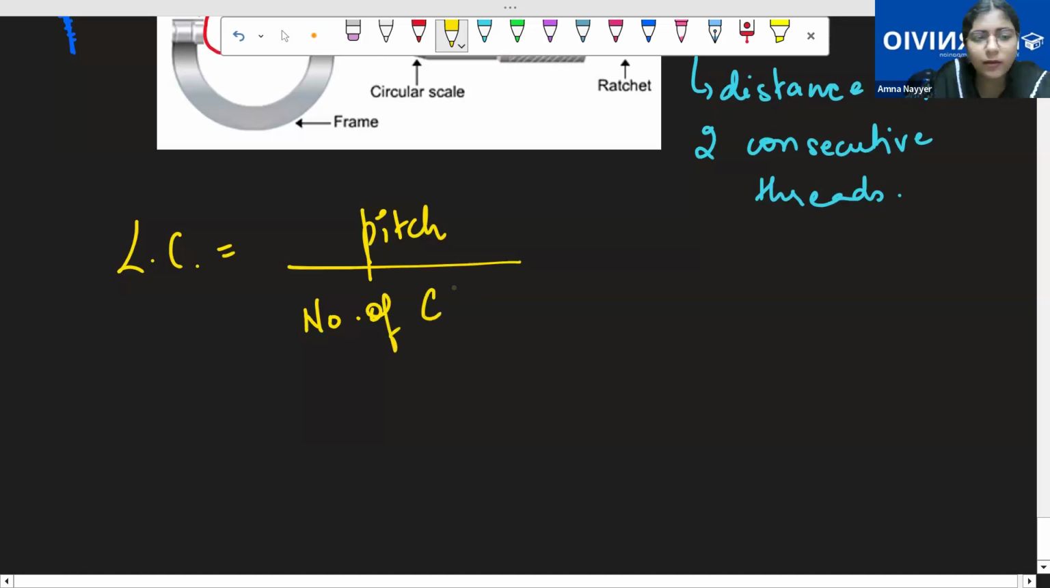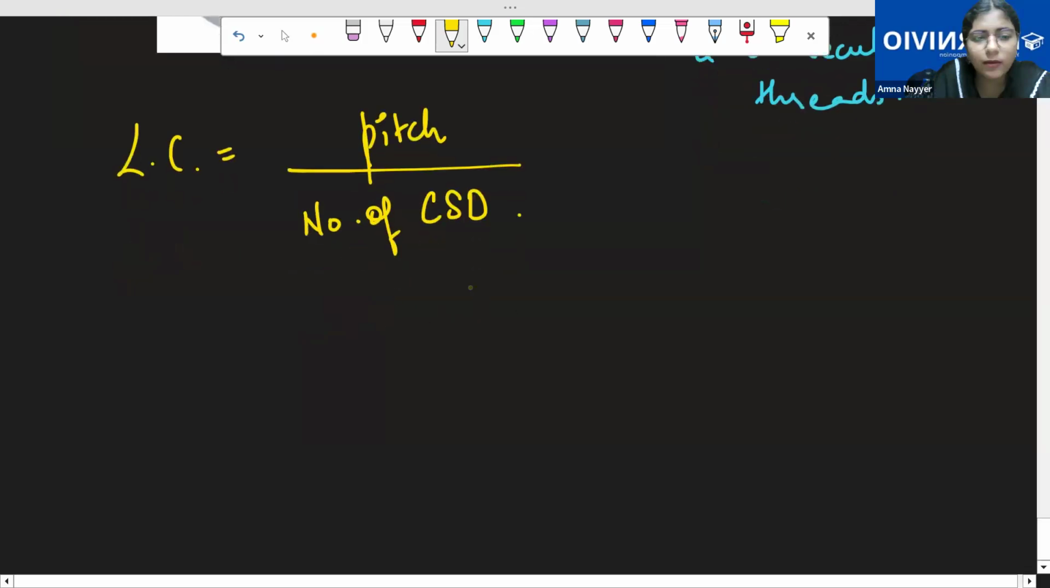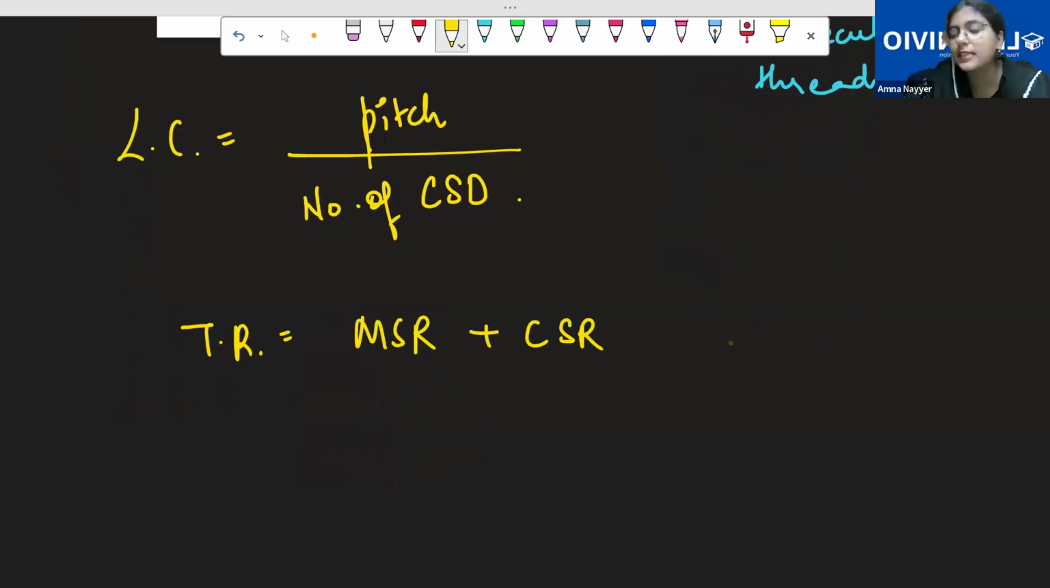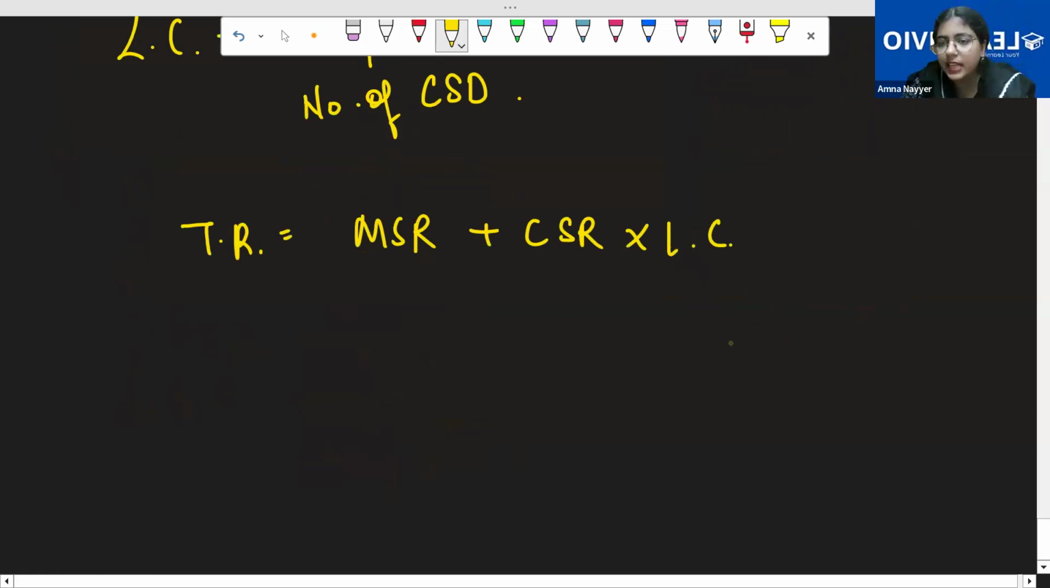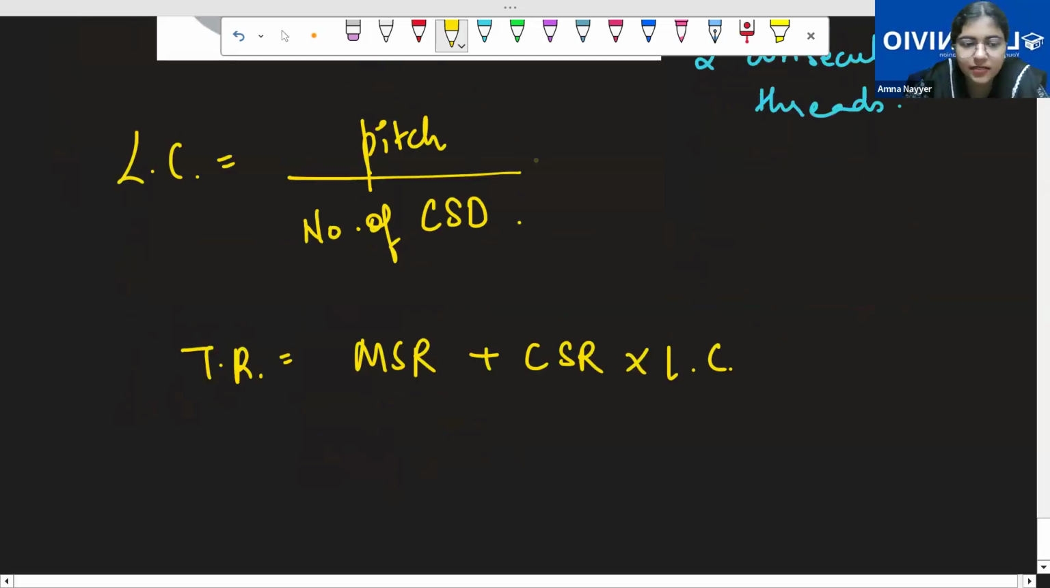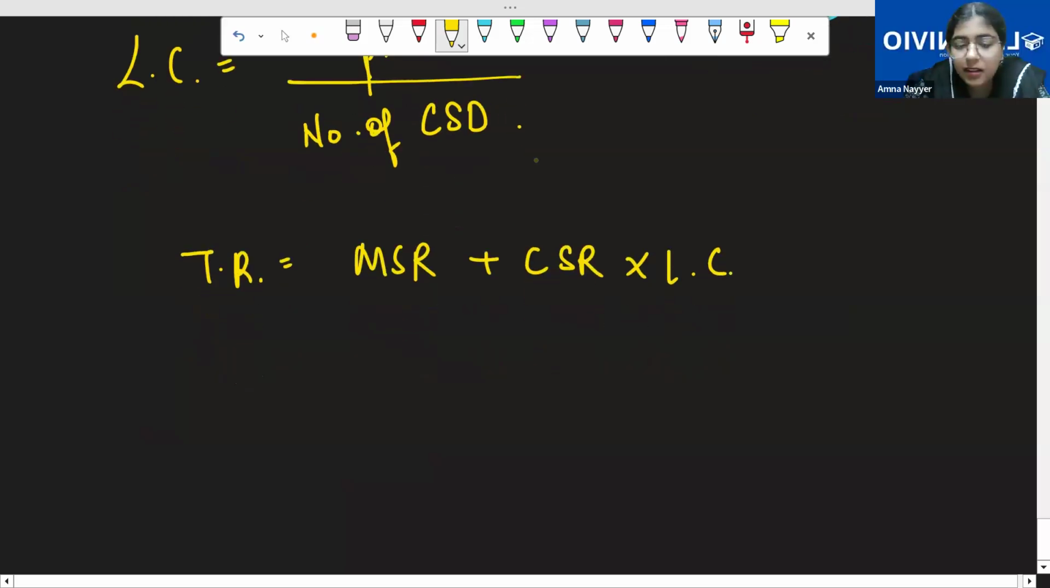If you are calculating, the total reading is equal to main scale reading plus the circular scale reading multiplied by the least count, like we used to calculate there. Instead of the vernier scale reading, here you will have something extra, that is the circular scale reading. Main scale reading will be there, least count will be there. The formula of least count is different: pitch divided by the number of circular scale divisions.